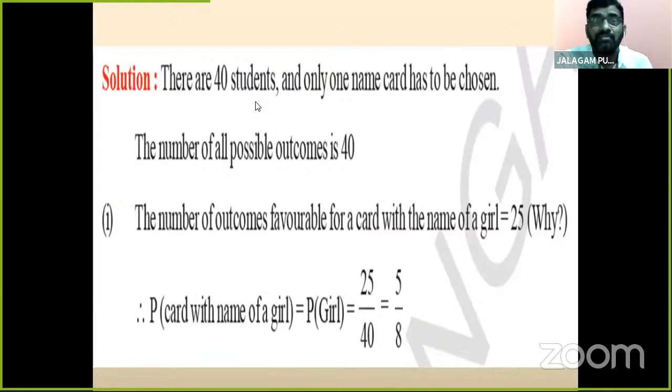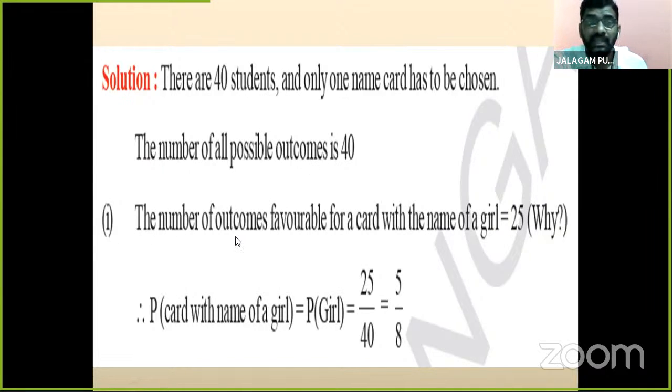Here there are 40 students. How many students are there, children? 40 students, already given. Among 40 students, only one name card has to be chosen. Here we pick up only one card. The number of all possible outcomes, we already know that: because the total is 40 students, possible outcomes are 40. That's why we take the number of all possible outcomes as 40.